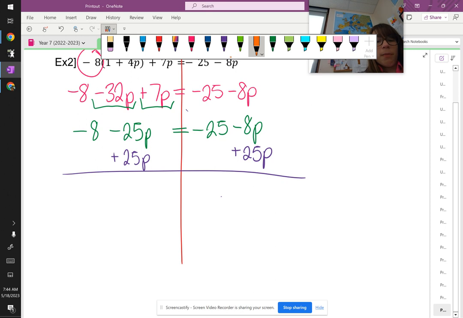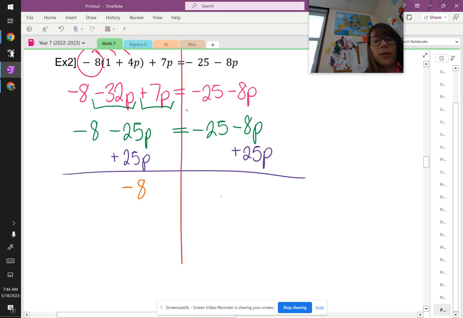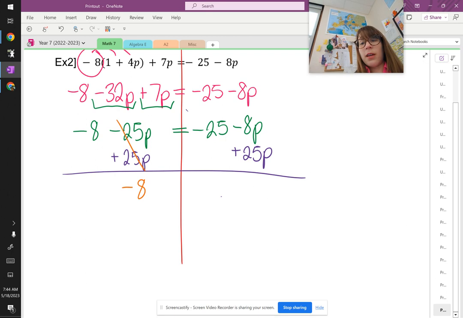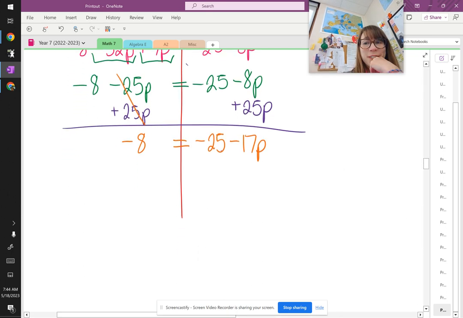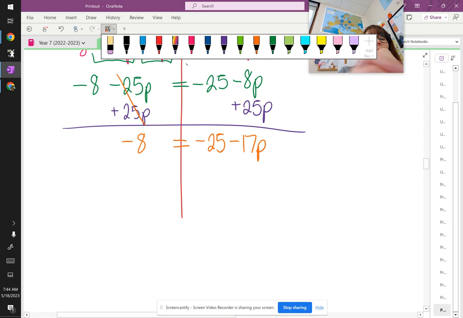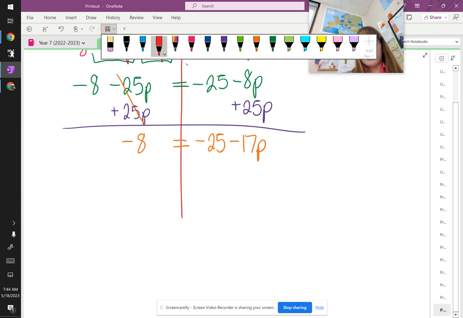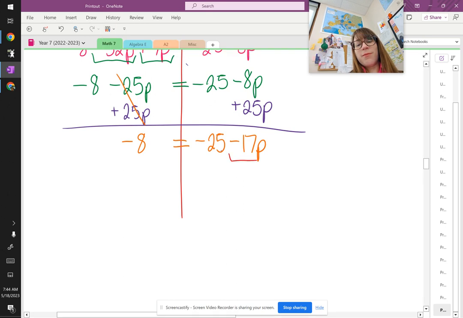All right, so my negative 8 is going to carry down. My negative 25p and positive 25p cancel out to 0. Negative 25 is going to carry down. Negative 8p plus 25p is going to be a negative 17p. Okay, now we're to the point where we are trying to isolate the x term, or in this case, the p term.